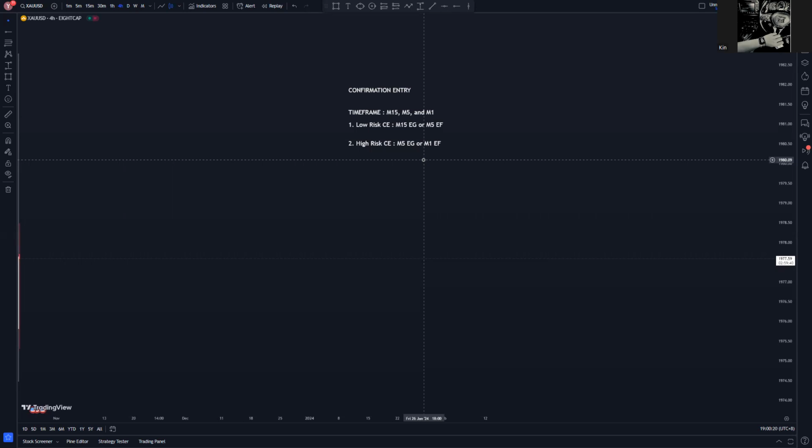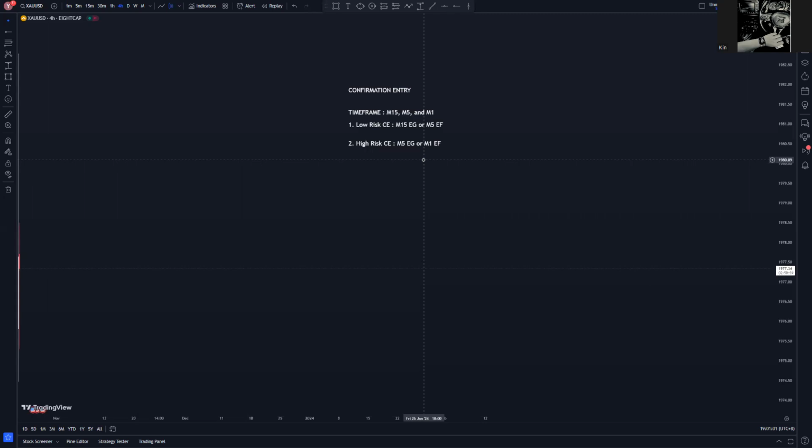Another 4 months, after that, we only used the high risk confirmation entry, which is M5ED and M1EF. The result was a win rate of like 57 to 60%, something like that. But the best part is I took all the buys and all the sells on gold at that time. The win rate is still profitable, right? 60%, something like that. But not gonna lie, we're going to take a lot of trades.